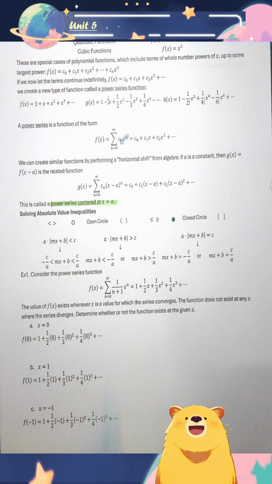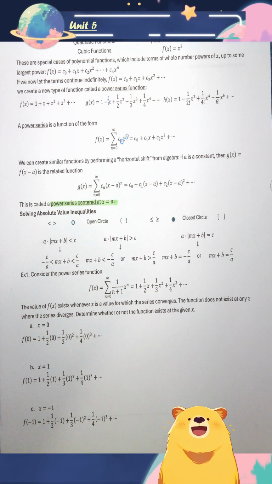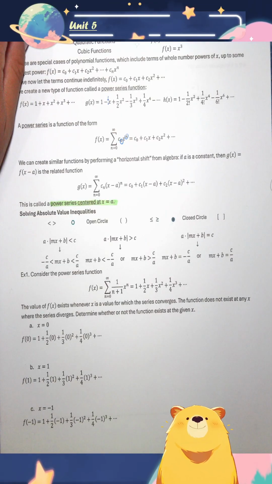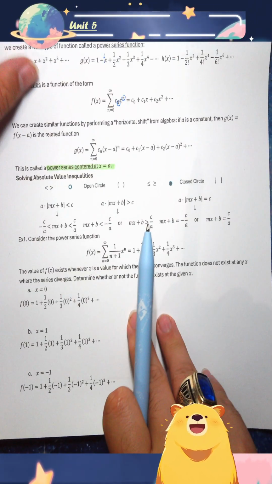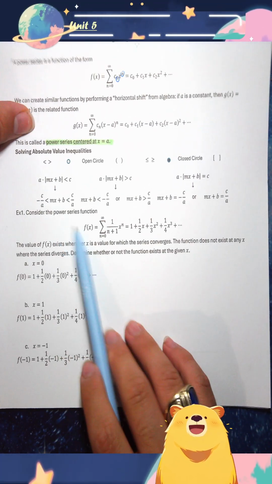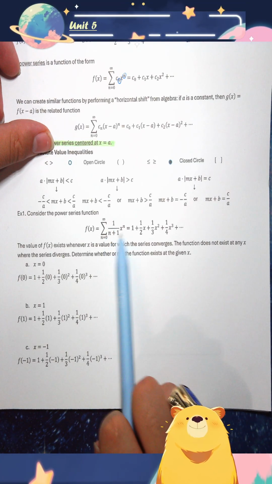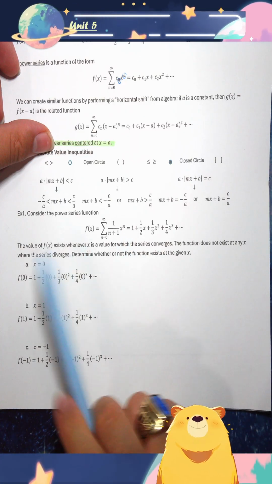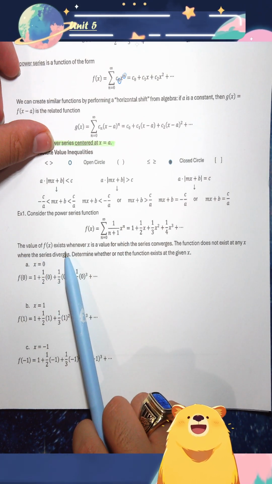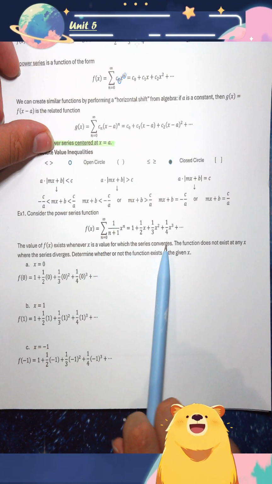So we're gonna start with this one. It's a little silly sounding, but it's gonna help us build this world and help us see something to be seen. Okay, consider the power series function here. This is our coefficient, and it's x to the n. The value of f of x exists whenever x is a value for which the series converges.